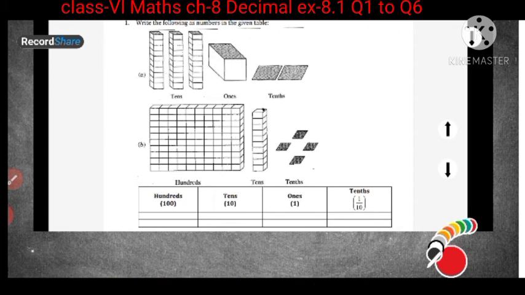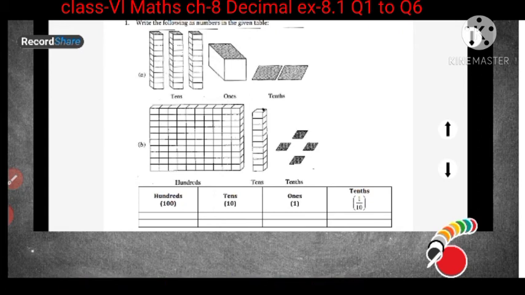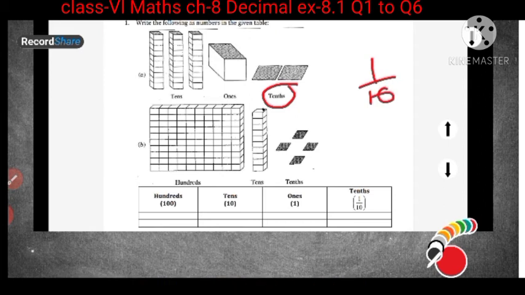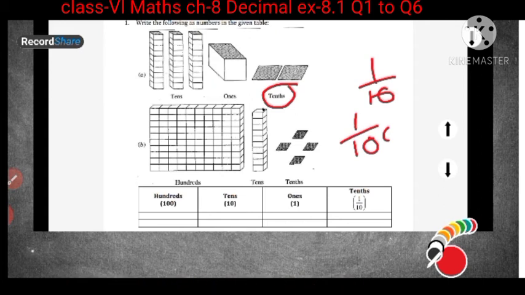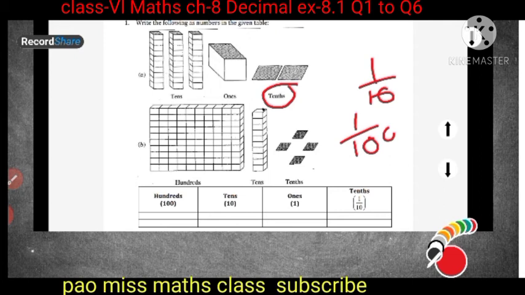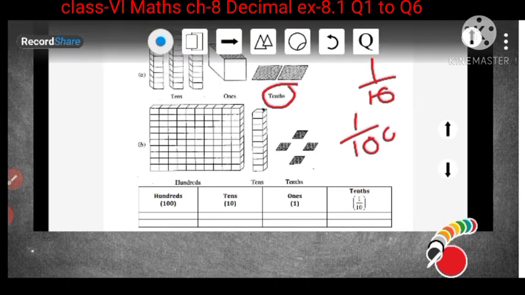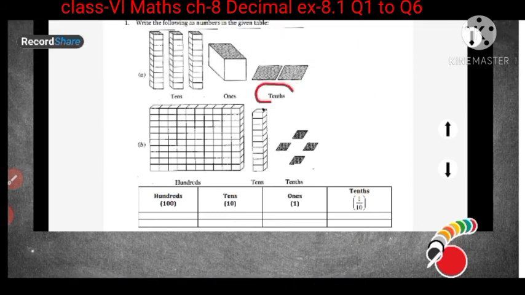Ones, tens, hundreds, thousands, we have learned like this, but in this chapter we will learn a new word, that is tenth. So what does tenth mean? It is 1 upon 10. Again you will get hundredth also, so hundredth means 1 upon 100. After the decimal we say tenth, then hundredth, then thousandth. So the new thing we are getting here is tenth, isn't it?